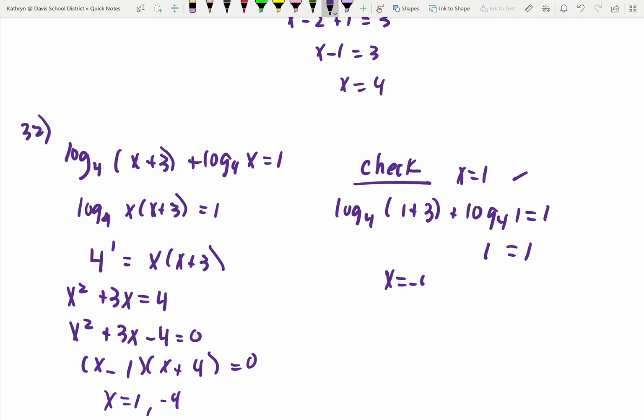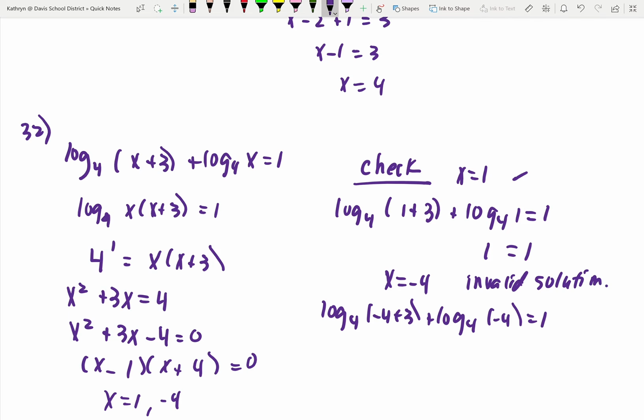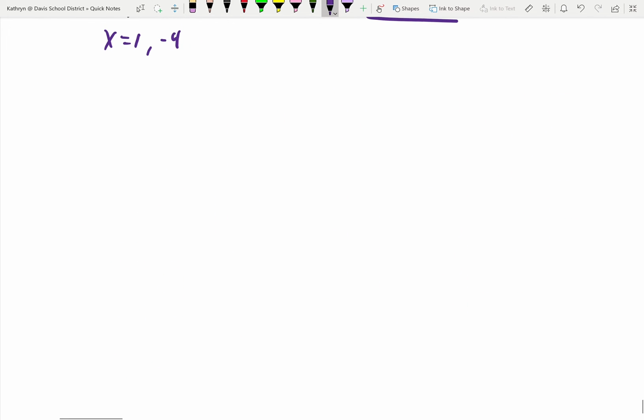Let's do x equals negative 4. So go log base 4 of negative 4 plus 3 plus log base 4 of negative 4 is equal to 1. I know that's an invalid solution because it can't take the log of a negative. You guys be very careful that the only thing you box or highlight is x equals 1, not the invalid. Okay, question number 33.